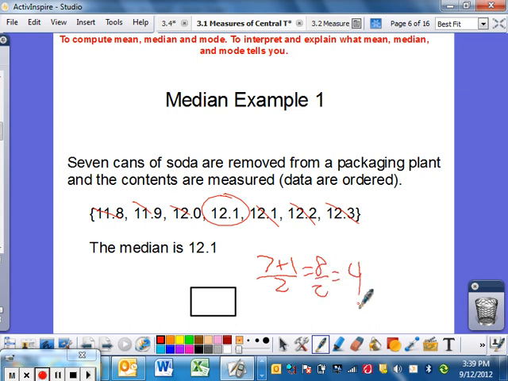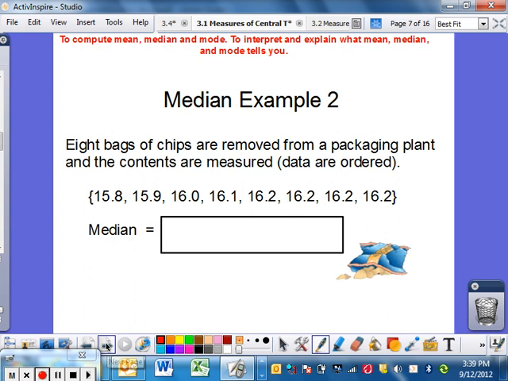The fourth number in your data set. 1, 2, 3. Here's the fourth number. That's your winner. That's how you find the median via a position. So you can either cross them out or you can use the position idea. Whichever one works for you.